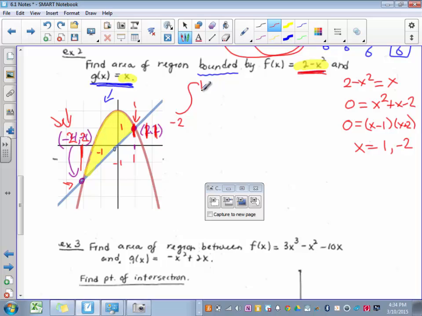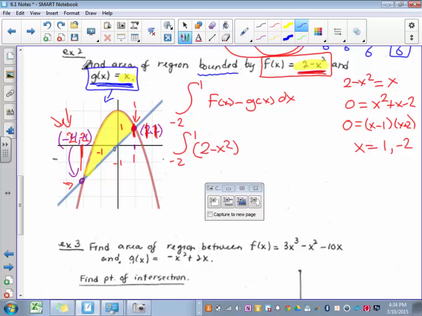Okay, that's our integral. Now, remember, we're integrating from -2 to 1, and then we're going to do our top function minus our bottom function, right? Our f of x function minus our g of x function, dx. Now, what is our top function? Well, our top function turns out to be this function right here. So we're really going to integrate from -2 to 1 of 2 minus x squared. And then our g of x function, which is right here, we're going to subtract that because that's the bottom function right here. So we're going to subtract x in this situation. And then we got our dx.